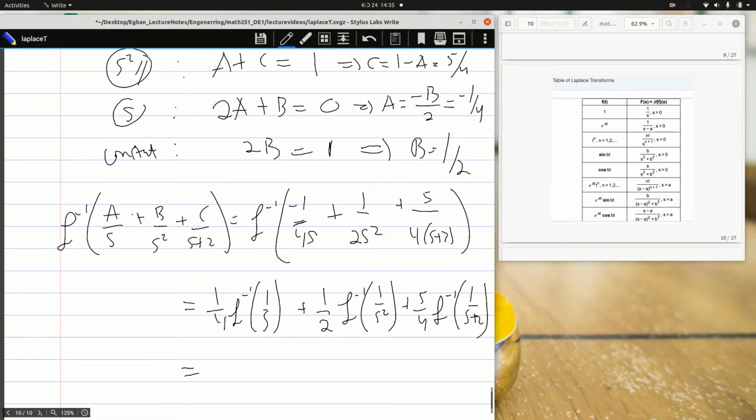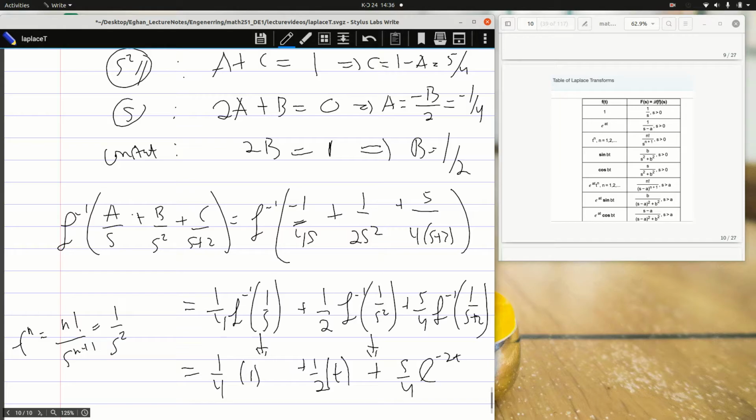I'm going to get this to be 1. This is going to be t, because t to the power n is n factorial over s to the n plus 1. So if I'm getting 1 over s squared, it means n is equal to what? 1. So it's times t. And then the last one, is it cos or an exponential? It's an exponential function, e to the negative 2t.